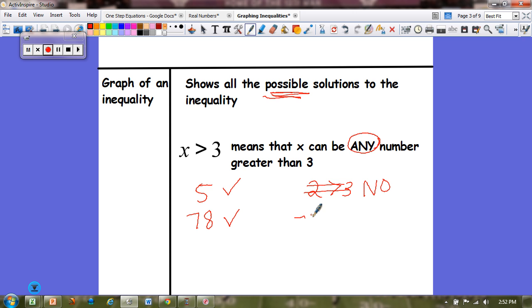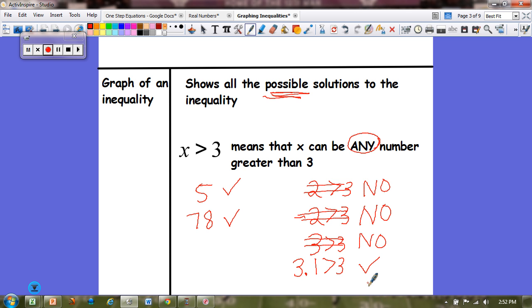Now, what if I wasn't sure and I was thinking maybe negative numbers? Is negative 2 greater than 3? No, this is also not a solution. Now, what if I put in there 3? Is 3 greater than 3? No, they are equal. So 3 is not greater than 3. Now, if I put 3.1, that would be greater than 3. So those are just a couple examples for you to see to maybe understand it a little bit better.